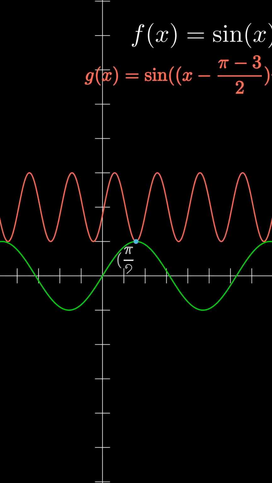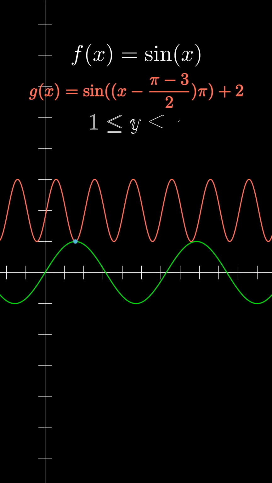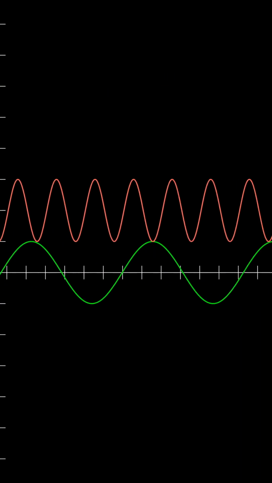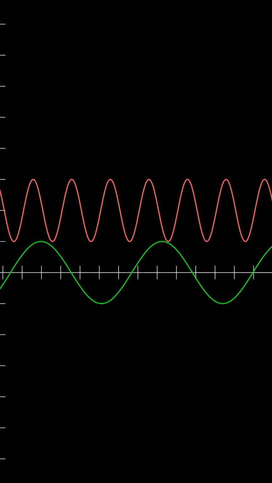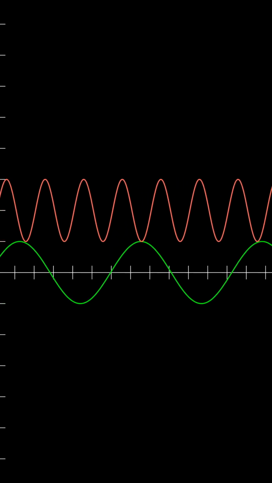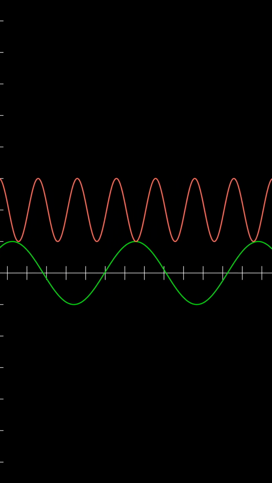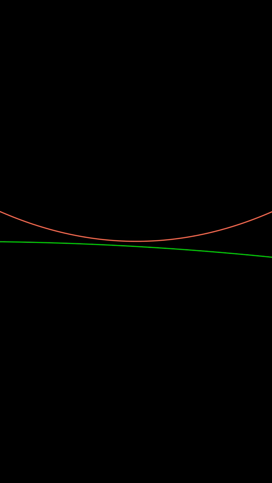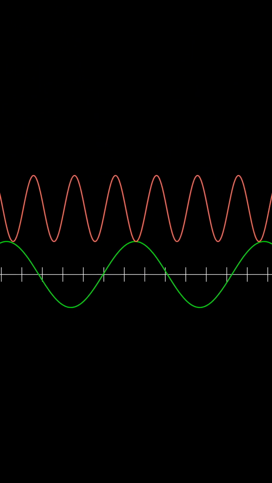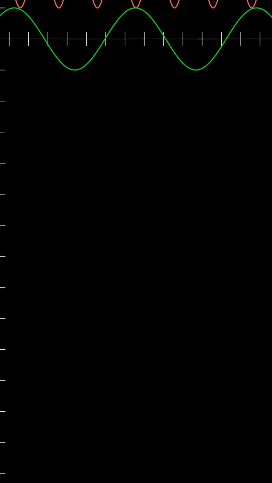And our new function even lies between the range 1 and 3. And no matter how far we go, it will never intercept again. It may get close, such as around x equals 90. However, if we zoom in, you can see it doesn't quite intercept. Now the question is, why does this solution work?